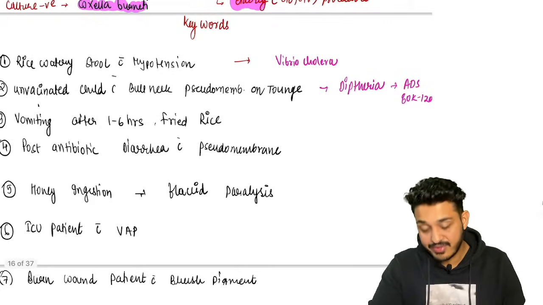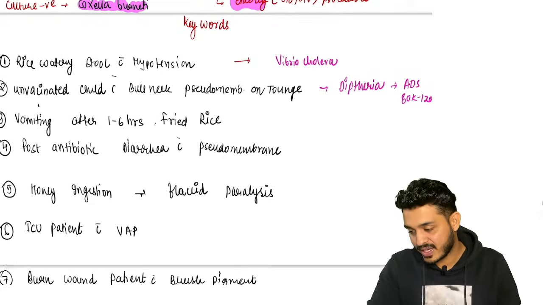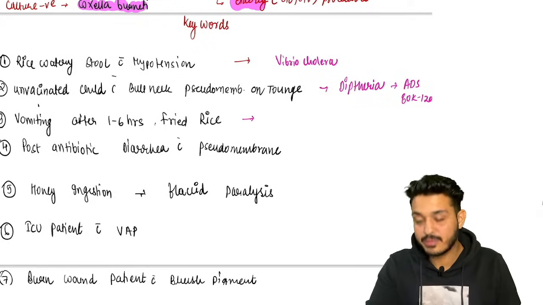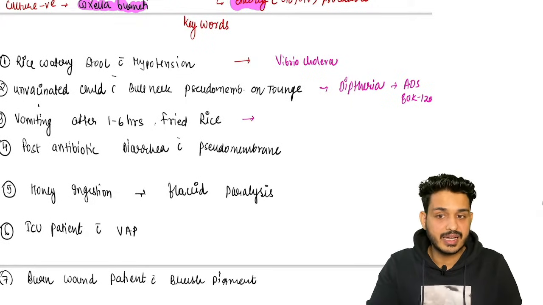Now patient is having vomiting after 1 to 6 hours, fried rice. Your answer will be what? Your answer will be 1 to 6 hours, fried rice, Chinese fried rice.